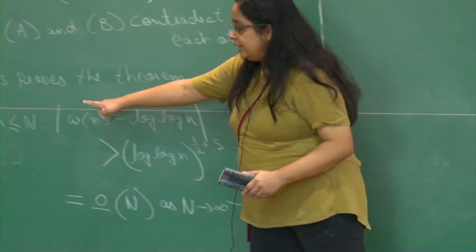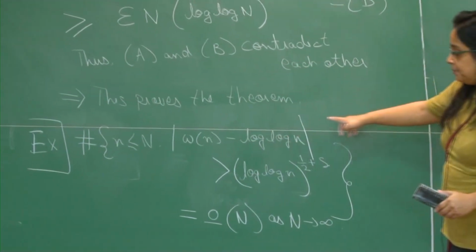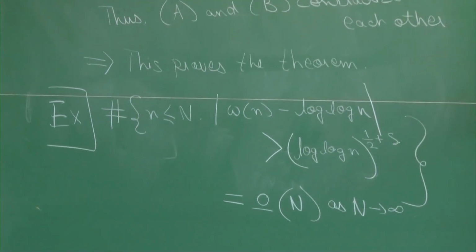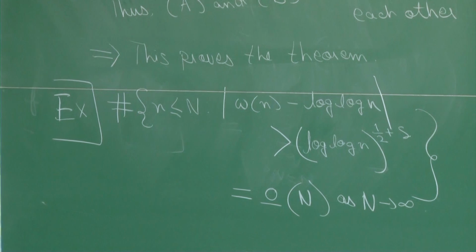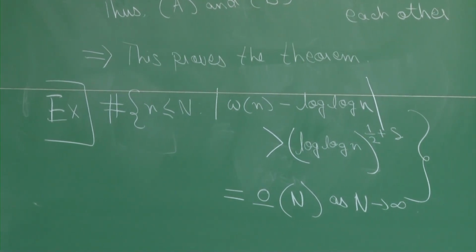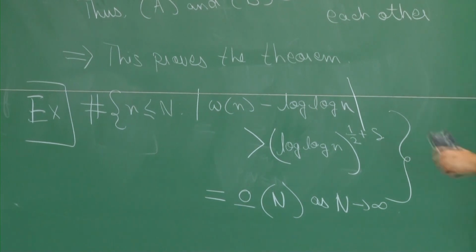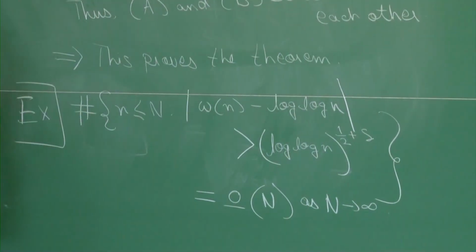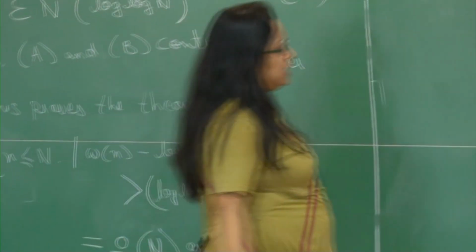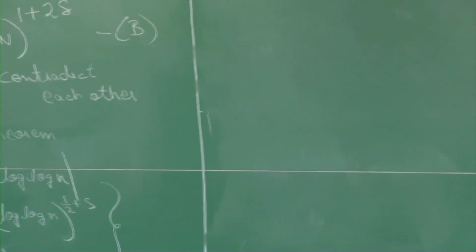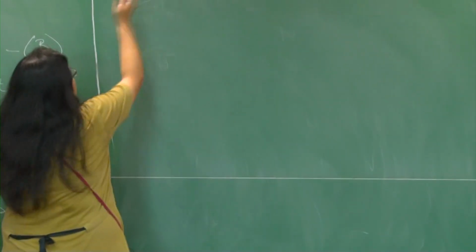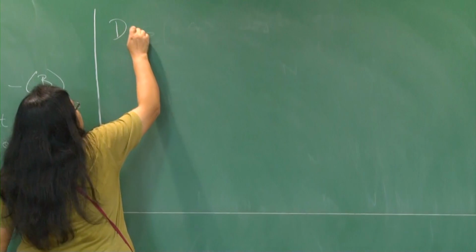What do you mean by the number of some integers up to capital N being little o of n? What does it say about what you call the density of integers? This is what we want to study. Before that, this would be a good time to start reviewing some notions from probability. So the idea is this.